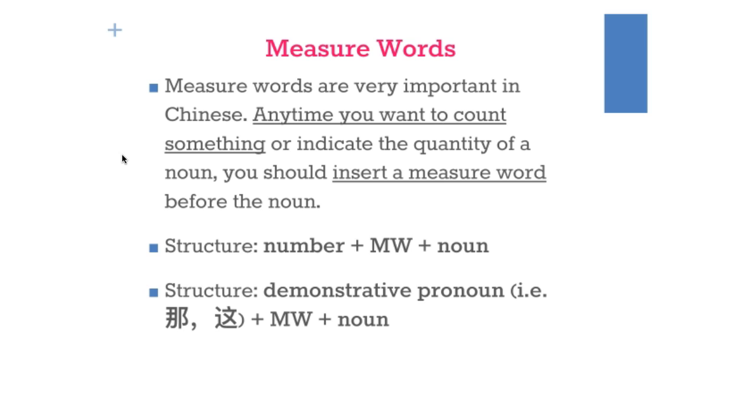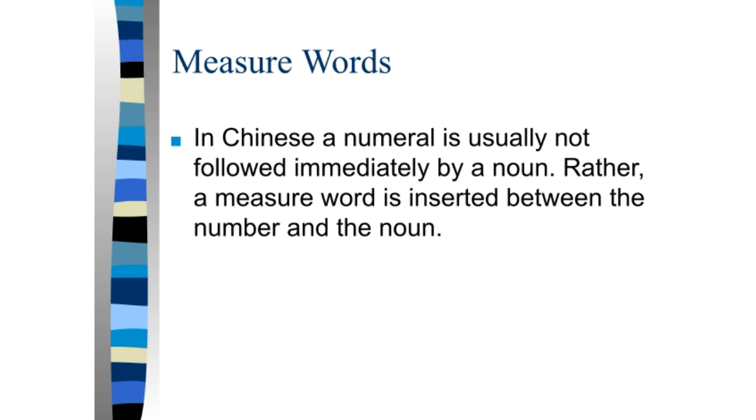In English, we have a piece of paper. But I don't have a measure word for every single noun. I can say, one pen or one person. But in Chinese, I must have a measure word between a number and a noun, or between a demonstrative pronoun, aka 这, and a noun. Let's say that again. In Chinese, a number is not followed immediately by a noun. If I'm counting the noun, I can't just put the number there. I must have a measure word.